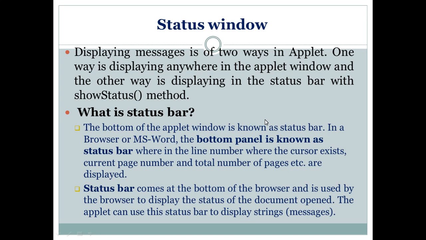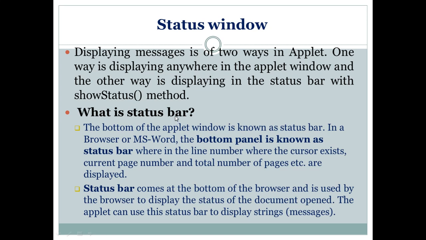So the next point is status window. The applet can also send a message to the status window of the browser being used or to the applet viewer. So in order to display the message in the status window, the applet calls the showStatus method along with the message to be displayed. Right? So displaying a message is done in one of two ways in an applet. One is displaying anywhere in the applet window, and the other way is displaying in the status bar with the showStatus method. So the status window is the second way of displaying a message, by using the showStatus method.